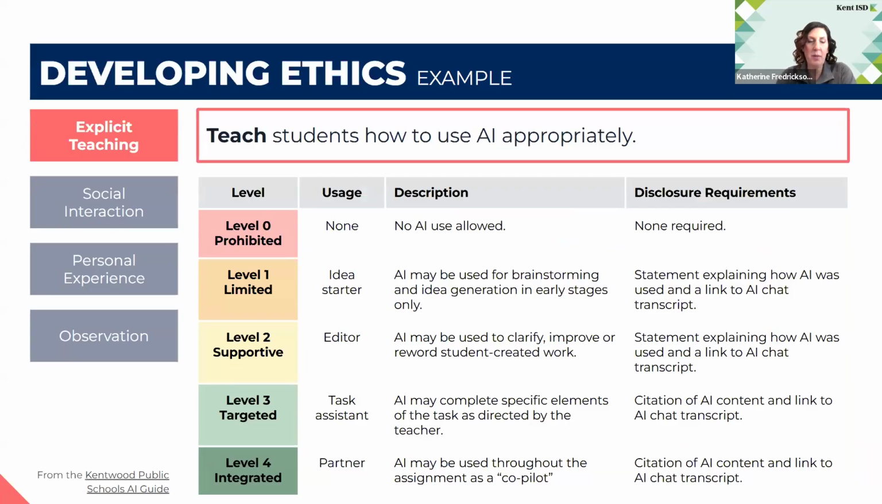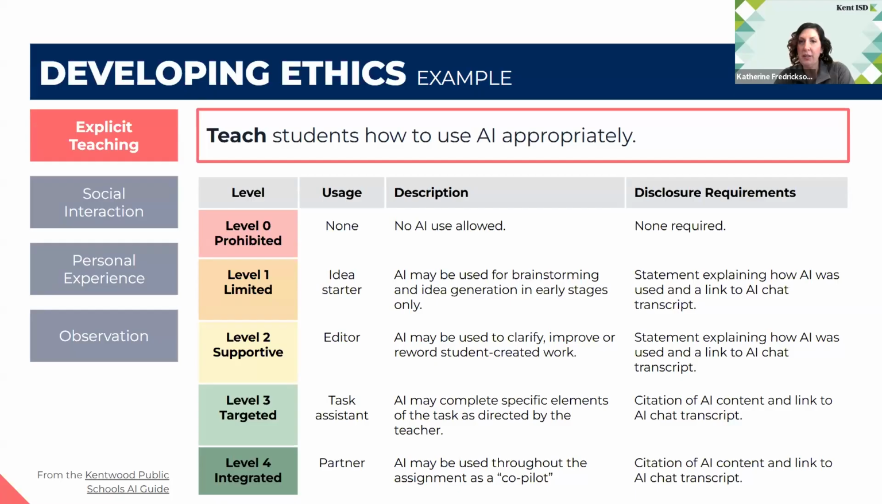This table is taken from some work we're doing with Kentwood Public Schools, and it comes from their guide. Here they have different color-coded levels. If it's prohibited, obviously there's no disclosure required, but at level 1, you can use it for brainstorming. If you notice on the right side where there is a disclosure, there is a requirement that you need to disclose that you're using it, whatever level, 1 through 4.